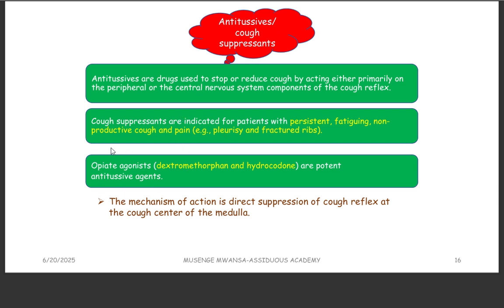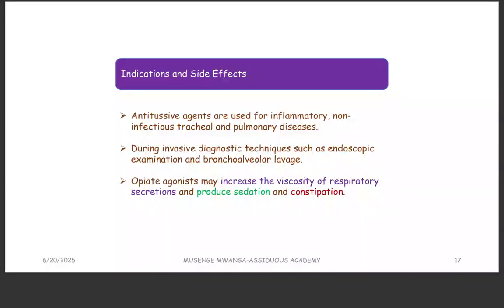Okay. So opioid agonists, for example, dextromethorphan and hydrocodone are potent antitussive agents. When we were discussing the opioids in pain management in neuroscience, we had mentioned this, okay, that most of them have an effect on the cough reflex. So take note, these are actually opioids, dextromethorphan and hydrocodone. The mechanism of action is direct suppression of the cough reflex at the cough center in the medulla.